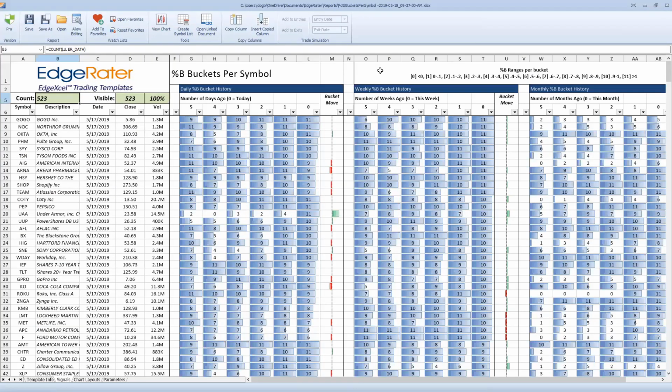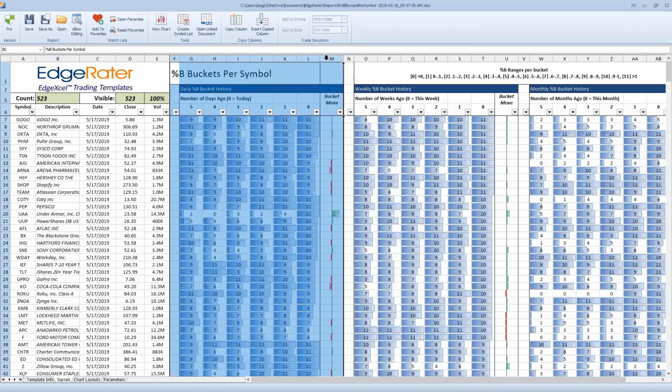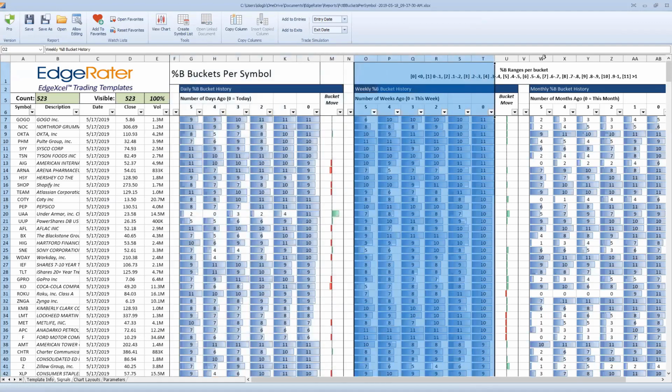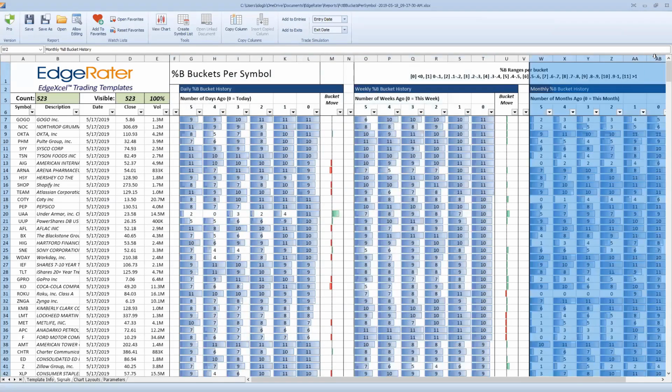There's quite a lot of information in here, and I'll explain it in terms of the columns. The first set of columns are all about your daily %B, so %B based on daily charts. This is %B based on weekly charts, and this is %B based on monthly charts. %B is derived from Bollinger Bands: daily, weekly, and monthly Bollinger Bands. That's what these three columns are.